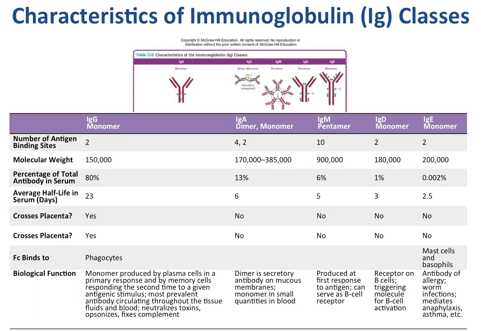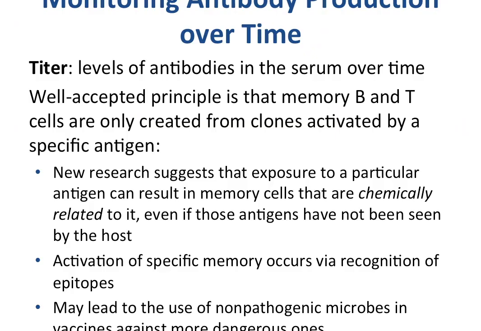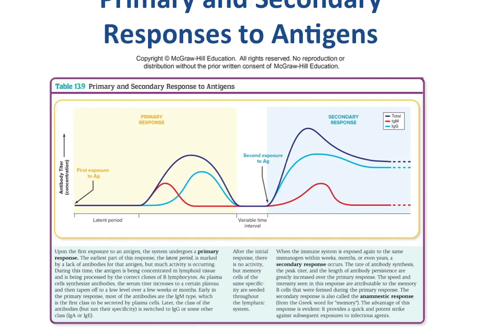This table shows the different immunoglobulins. The concentration of antibody in the body fluid is called titer.